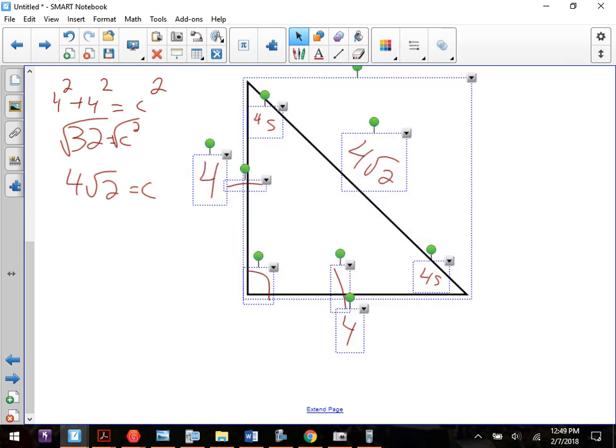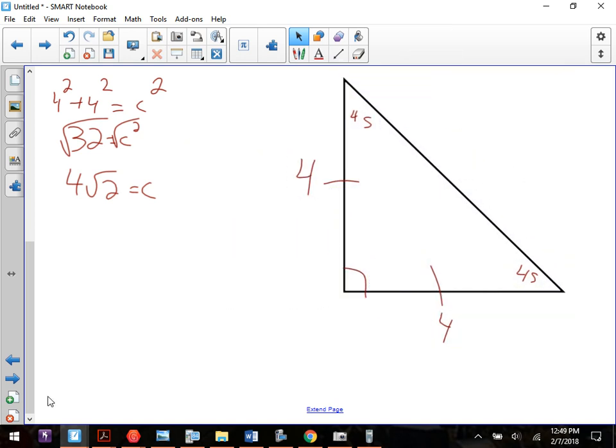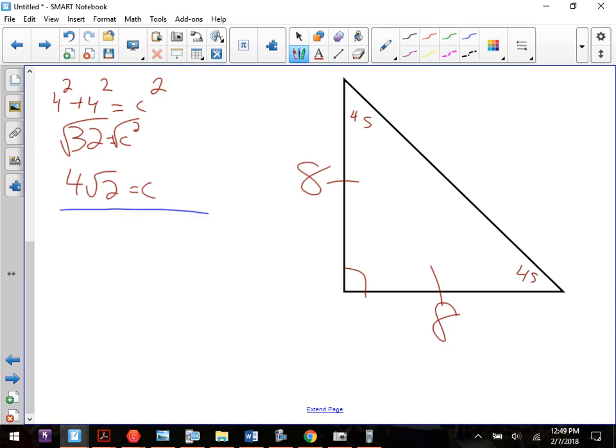Watch what happens if I change this from a 4 to an 8. If I change those side lengths to 8, I would have 8 squared plus 8 squared. You get 128. What's the square root of 128? No one knows? 8 root 2.